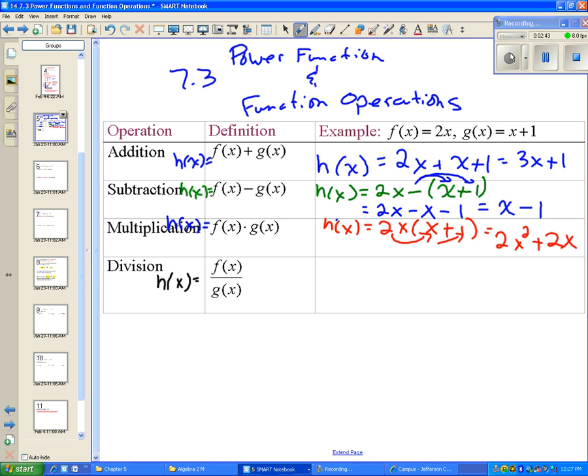Lastly, my new function is h of x, and now I want to divide. And when I divide, I am now going to get 2x divided by x plus 1. Since this is addition on the bottom, I can't break anything up, and that's going to be my final answer. These are the function operations. I can add, I can subtract, I can multiply, and I can divide. Now let's talk about doing these operations with powers.